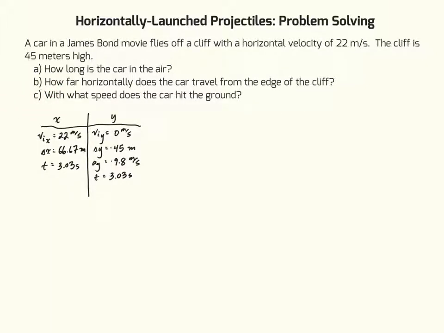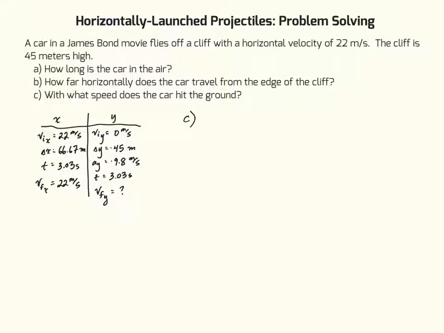All right, so finding the speed that the car hits the ground at. We need to be a little careful here because this is kind of a multi-step part. Okay, first off, we know that the horizontal velocity is constant in projectile motion. So whatever we start with here, this v initial x, that's what our v final x is going to be. So our v final x is 22 meters per second. But our v final in the y, we don't know that.